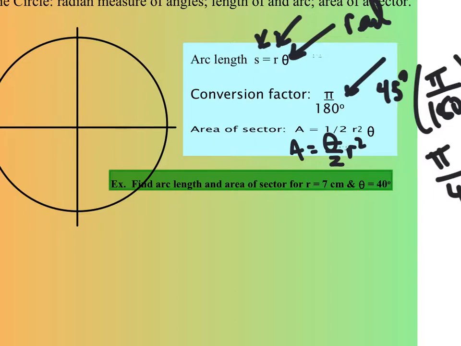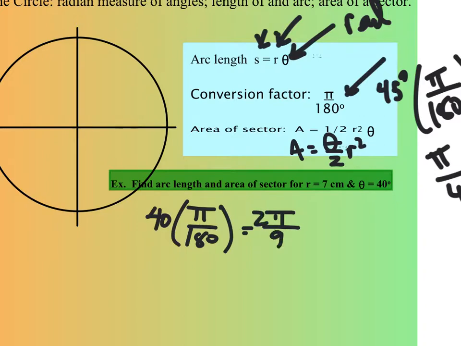Okay, so I don't want 40 degrees. First of all, I see that. I'm going to multiply that by pi over 180, which would reduce to, would that be pi over, I think 2 pi over 9.